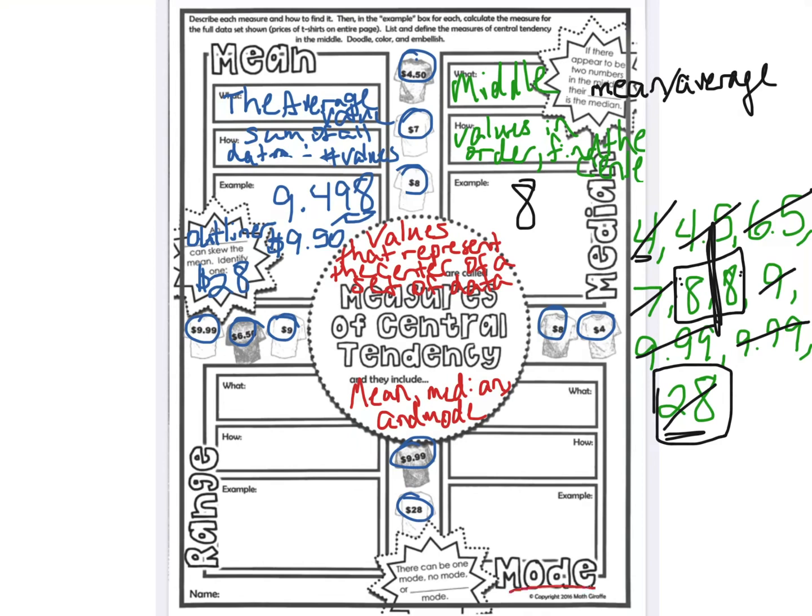So mode is the number that's appearing the most. And I remember these in this way. Mean is average, median is middle, and mode is most often. Mode, M-O, is most often. Mode, most often, okay? So how do we find the mode for our set of data here?